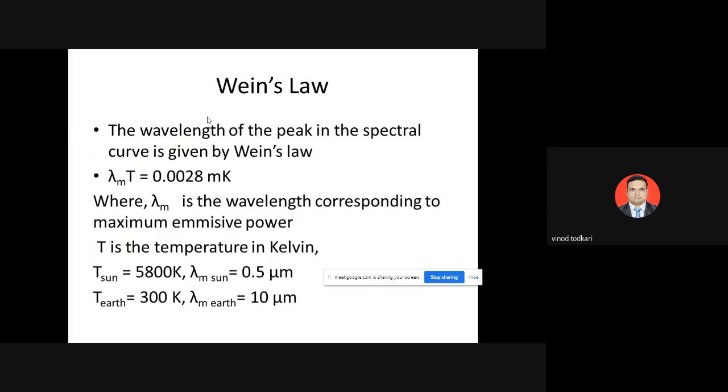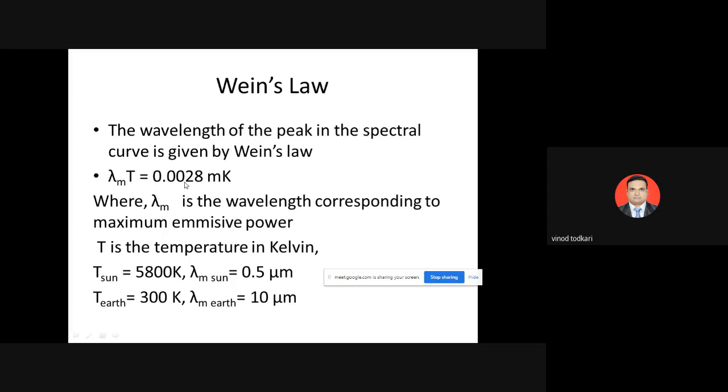And this is Wien's displacement law. It gives the relation. Simply, it is written as lambda m is proportional to 1 upon T. The wavelength at which maximum emissive power is obtained is inversely proportional to absolute temperature. This is the statement of Wien's law. Lambda m is proportional to 1 upon T. So lambda m is equal to constant upon T. So lambda m into T is equal to constant. And Wien has calculated this constant and he has observed that this constant is 0.0028.